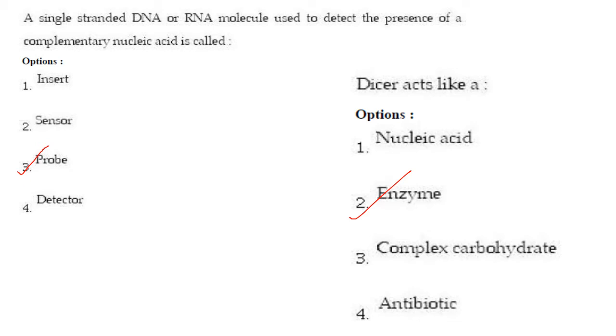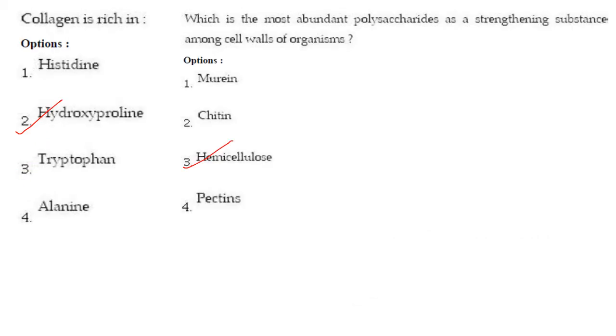Next one, dicer acts like option 1 nucleic acid, 2 enzyme, 3 complex carbohydrate, 4 antibiotic. Answer is option 2 enzyme. Next one, collagen is rich in option 1 histidine, 2 hydroxyproline, 3 tryptophan, and 4 alanine. Answer is option 2 hydroxyproline.